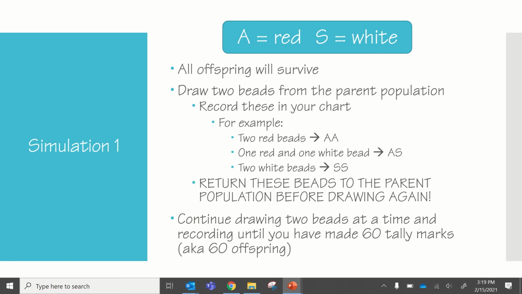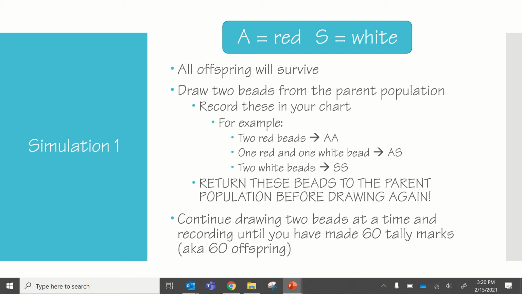So there's 3 different simulations we're going to do. The first simulation, all of your individuals are going to survive. So you're going to draw 2 beads at a time, so pull 2 of the beads out of the cup, and you're going to look at them. If you have 2 red beads, that's going to be an AA, and you'll put a tally in that section. If you pull it out and there's 1 red and 1 white, that would be AS, and so you put a tally in that section. If you pulled it out and you had 2 white ones, then it would be SS.